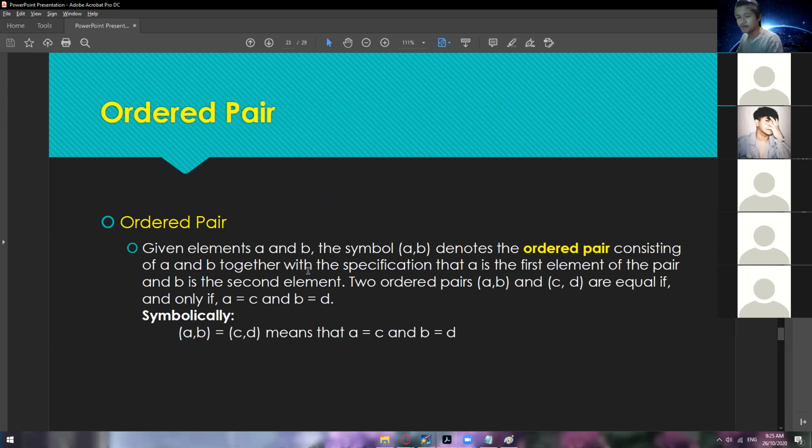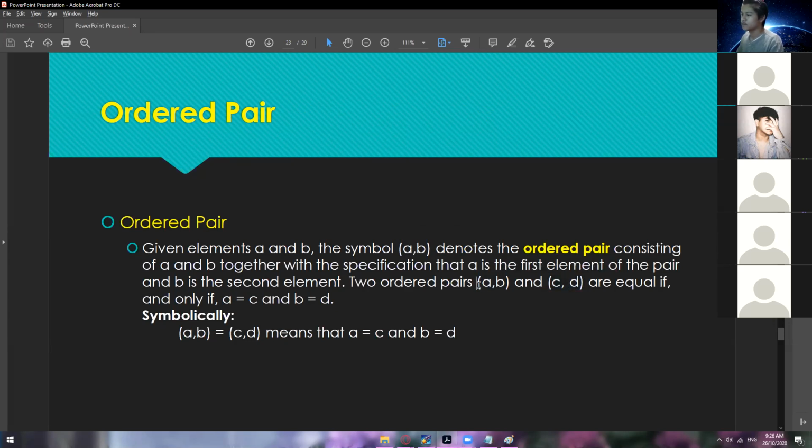So I hope alam nyo na to since I think ginawa nyo naman na to dati yung x-axis and then y-axis or yung ordered pair natin sa dalawang yon. So what is the meaning of ordered pair? So let's say given elements A and B, the symbol (A, B) denotes the ordered pair consisting of A and B together with the specification that A is the first element of the pair, and then B is the second element of the pair. Okay, so we have here two ordered pairs, (A, B) and then (C, D).